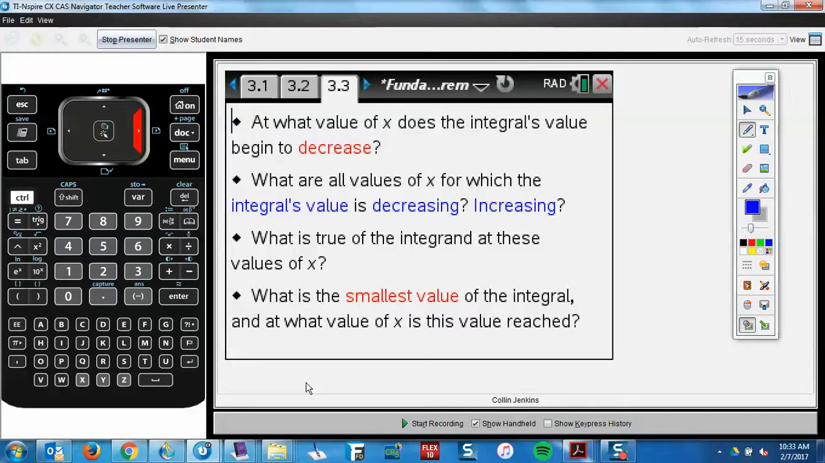I am, yeah. At what value of x does the integral value begin to decrease? So we were just talking about that, it's right when it crossed the x-axis right there, which maybe is a coincidence, I don't know. What are all values of x where the integral, the area, is decreasing? So we're talking about that it is decreasing, then starts increasing. What's the smallest value of the integral? It looked like it was going to go down and kind of peak, but I don't know. So, okay, go to the next page.